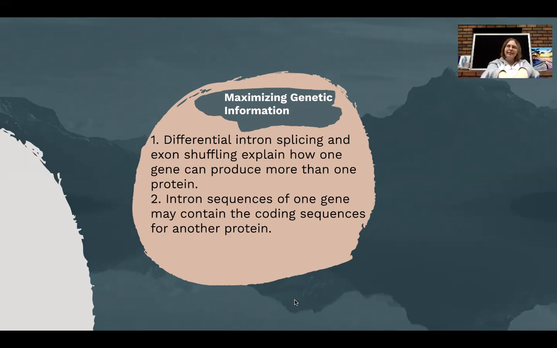So these are ways we can get different types of proteins being made from the same gene. We can maximize our genetic information by rearranging the mRNA in order to create different proteins from it. And that allows one gene to produce multiple proteins. This is how your body can make well over 22,000 different proteins with such a small amount of DNA.